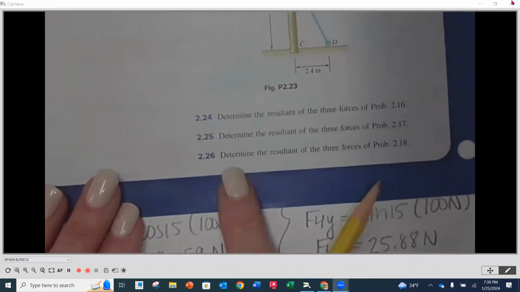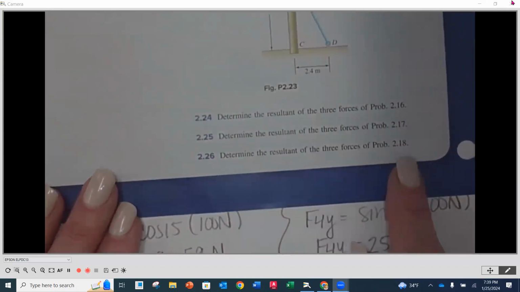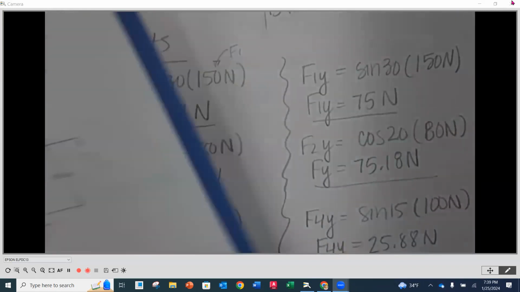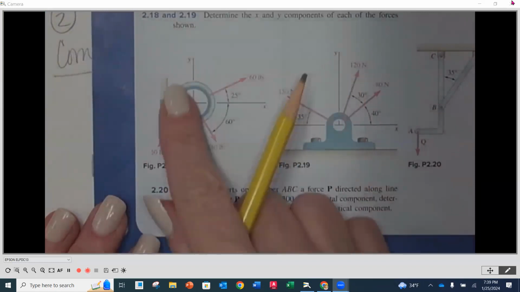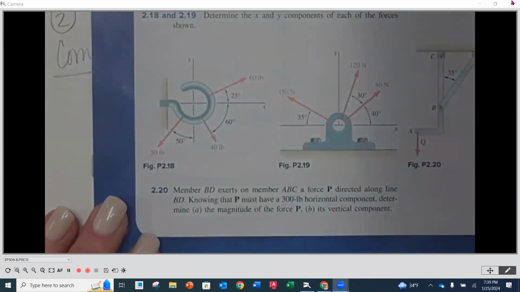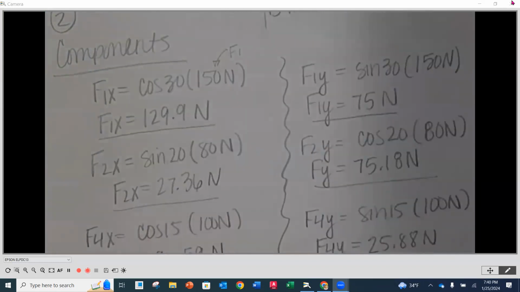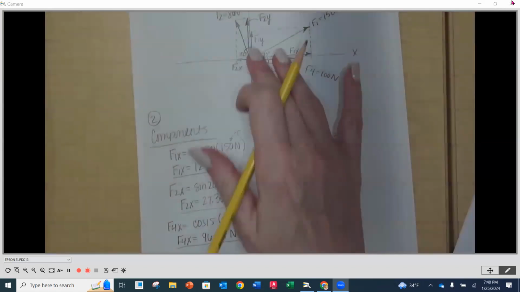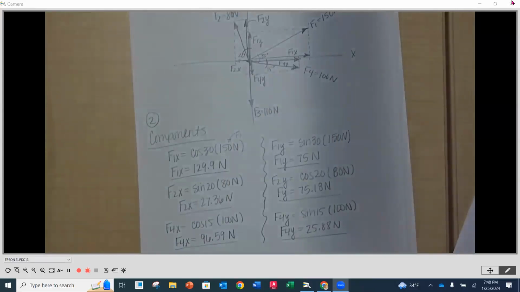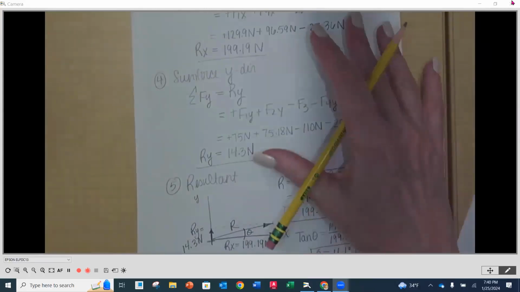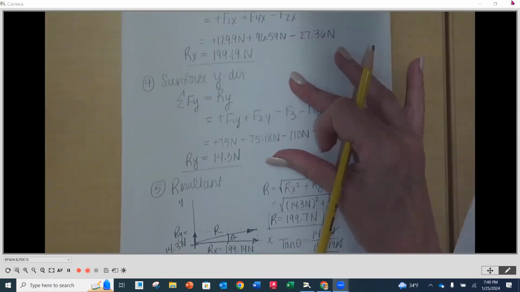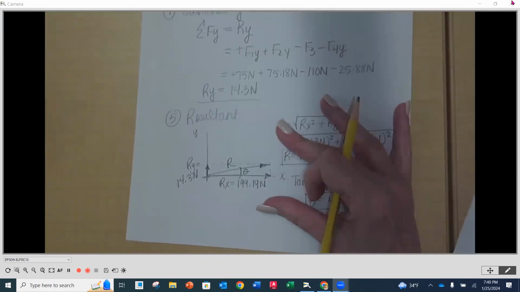26 says, determine the resultant of the three forces in problem 218. Oh, well, we had 218 assigned. So if we go back to 218, you did the components and now you want to find the resultant. So if we look back at this process, sounds kind of familiar. You have these two parts for number 18 done. For 26, you're then going to finish it up by summing your forces in the X, summing your forces in your Y, and then determining your resultant.